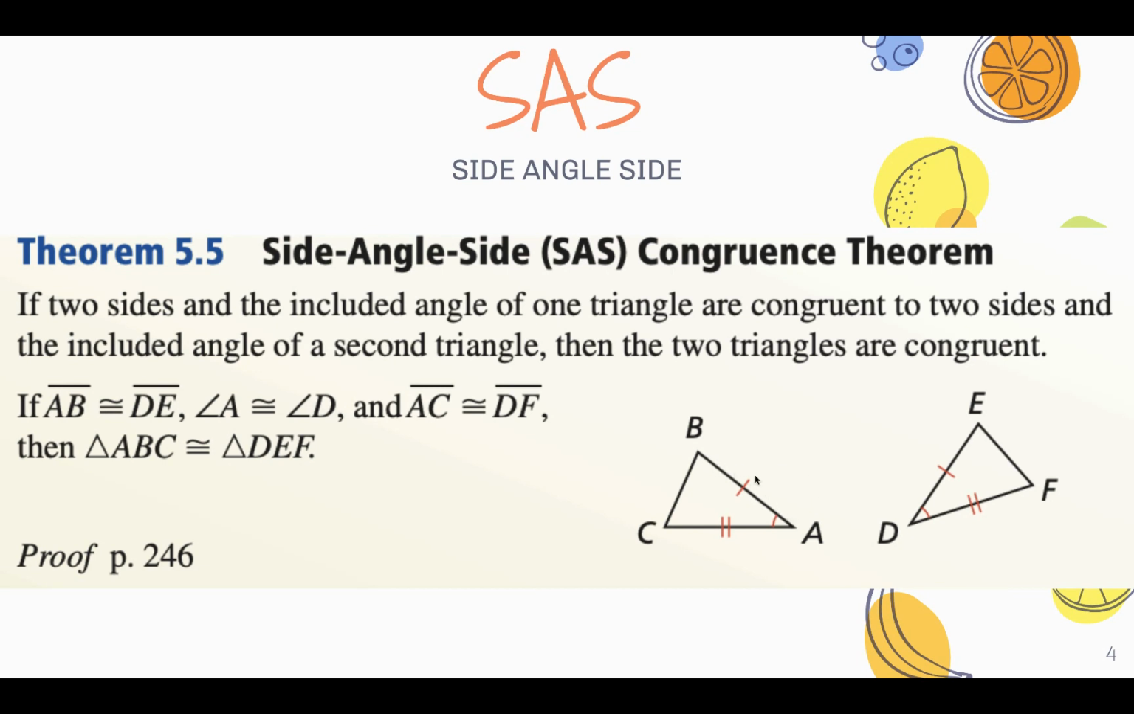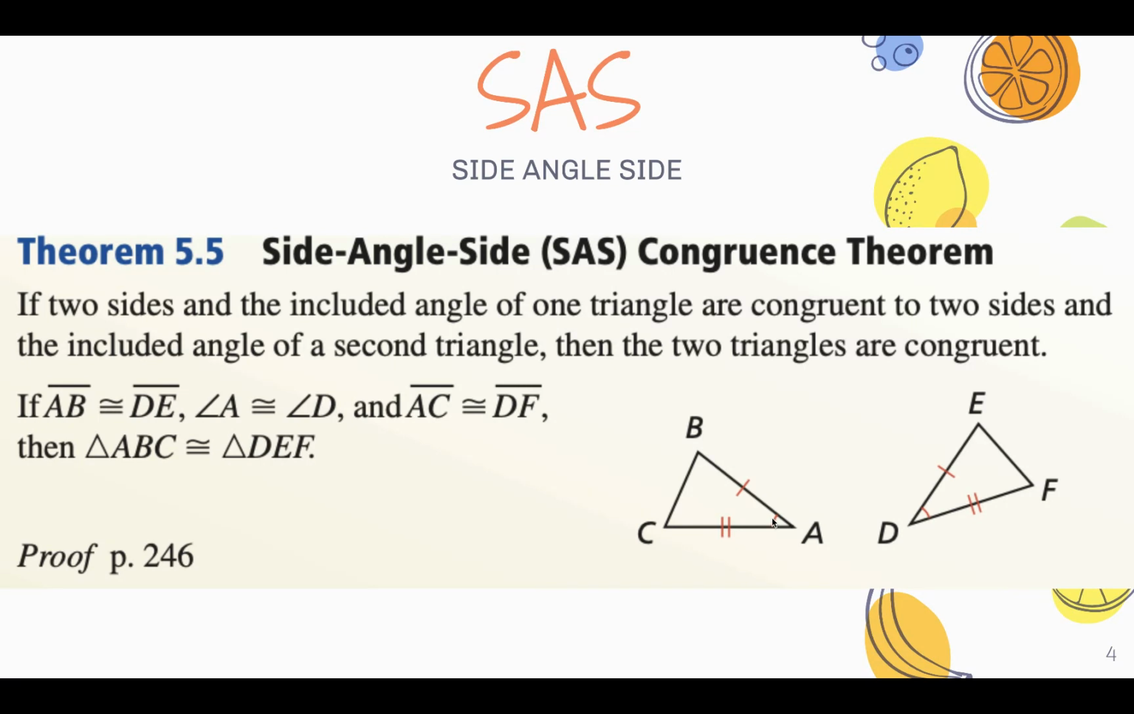Here we have a side with 1 congruence mark, so that matches with this side with 1 congruence mark. Here we have an angle with 1 congruence mark. That matches with this angle that has 1 angle congruence mark. And then here we have another side with 2 side congruence marks, and that matches with this side that has 2 congruence marks. So we have a case of side, angle, side. Notice that the angle is the included angle, meaning it's right between the two sides. Literally, these two sides make up the sides of the angle.